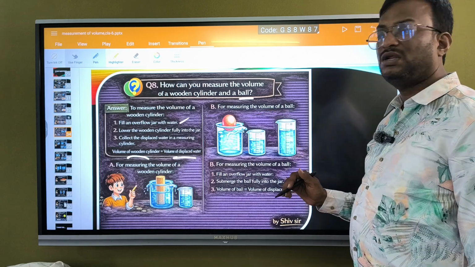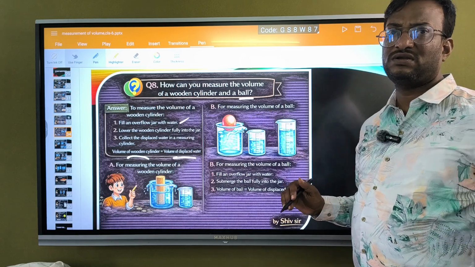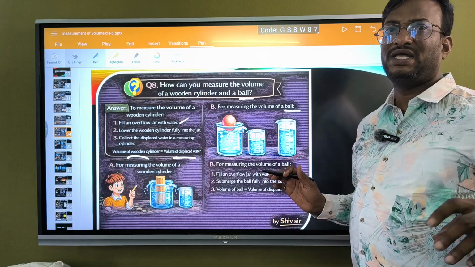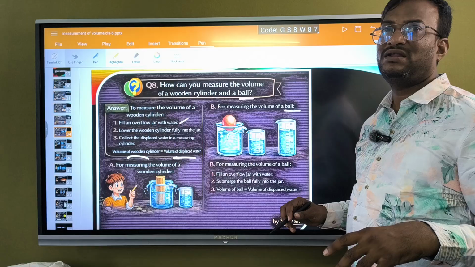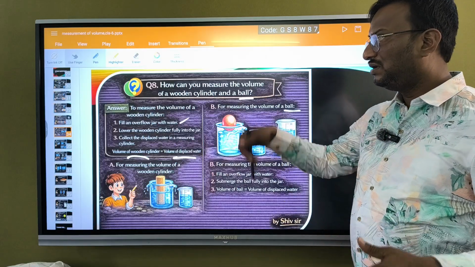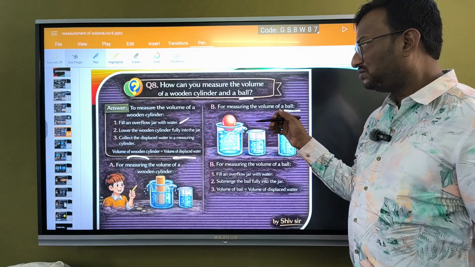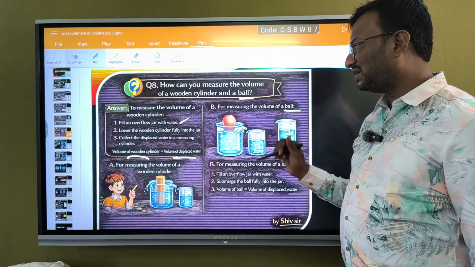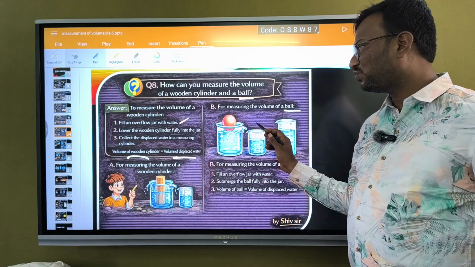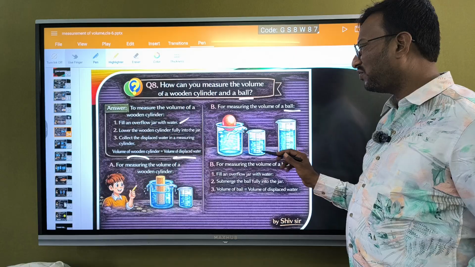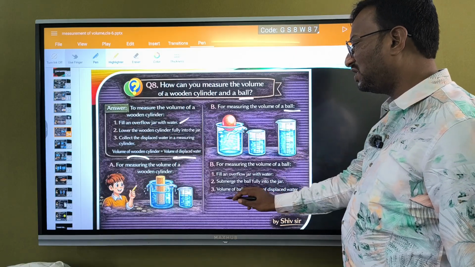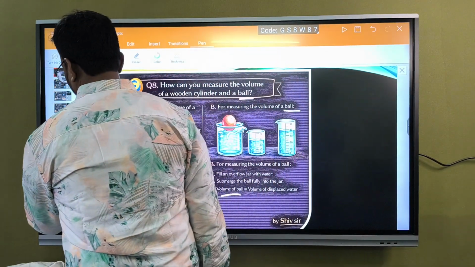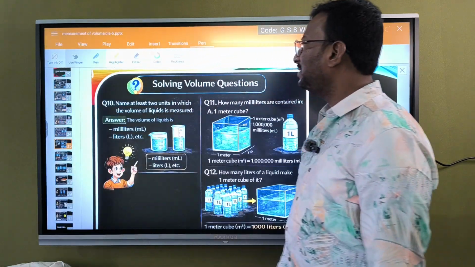The same thing we can do in the case of a ball also. Fill the overflow jar till it flows. After that, leave it. Then put the ball in the water. Insert the ball and allow it to be in the water. After that, some water is going to overflow. Then collect the overflowed water. The volume of water displaced is equal to the volume of the ball.